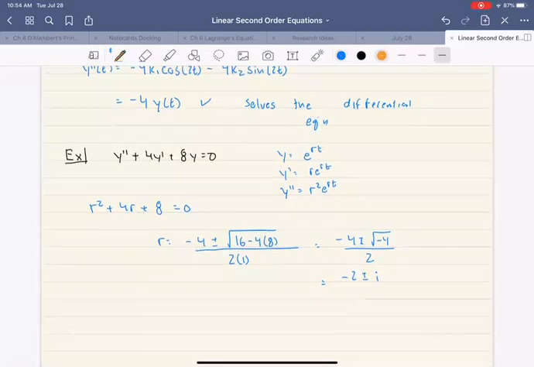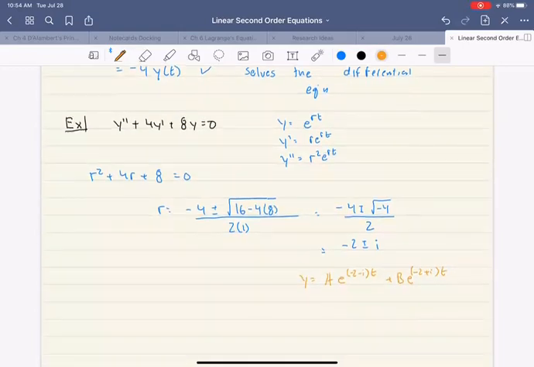So again, there's nothing inherently wrong with saying y equals a e to the negative 2 minus i t plus b e to the negative 2 plus i t. In fact, for a lot of things later on in more advanced classes, you're going to want to do that, okay? But that's just not what we do.